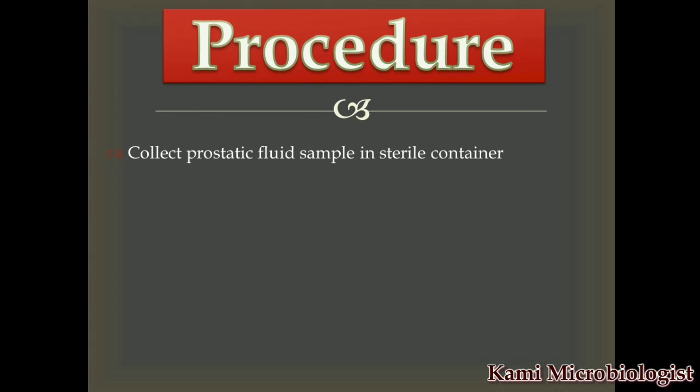The procedure is very simple. First of all, you have to collect the prostatic fluid sample in a sterilized container, mostly at morning time. Next you will streak the sample on a selective media using SOPs, standard operating procedure. For example, first of all, you have to red hot the wire loop, which means you will sterilize it. Then you will let the wire loop cool down. Then you will dip the wire loop into the sample, take the specimen and streak it using the quadrant streaking technique. This is the aseptic technique, or we can say standard operating procedure or microbiological procedure.